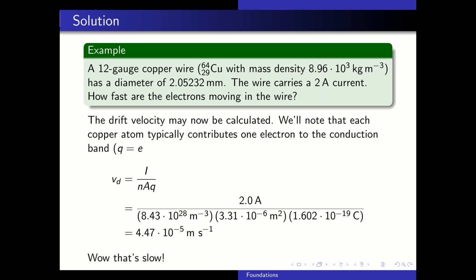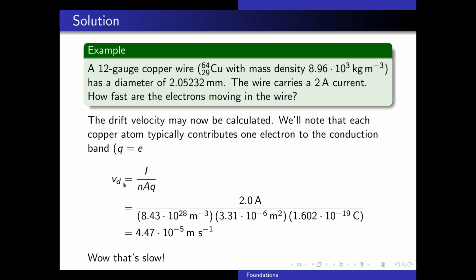Now, some metals may donate more than 1 electron to the conduction band, in which case that N would be twice as much. But for us, we don't have to do that. Copper basically donates 1. And so we can go right to our drift velocity equation now.